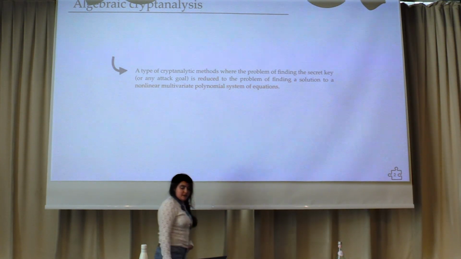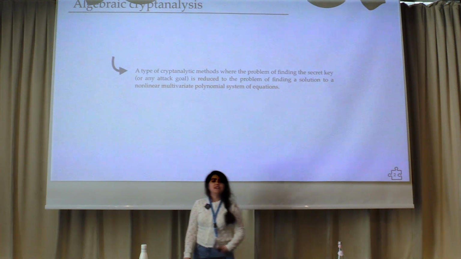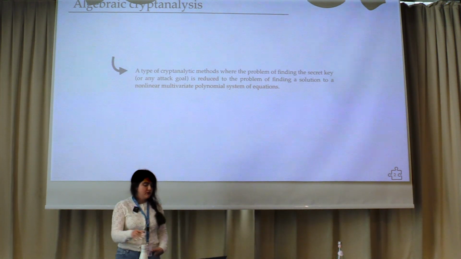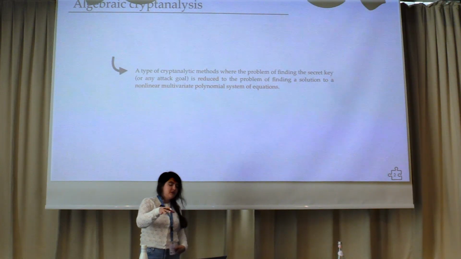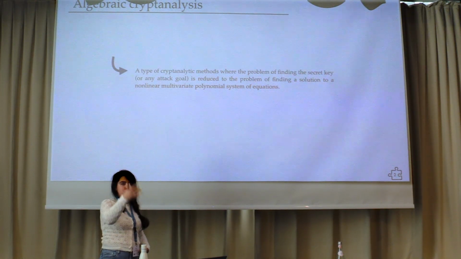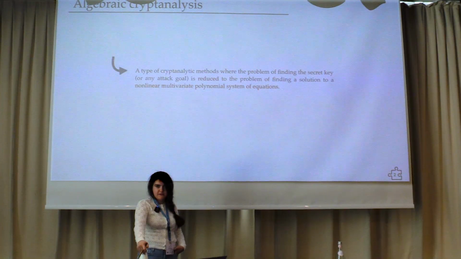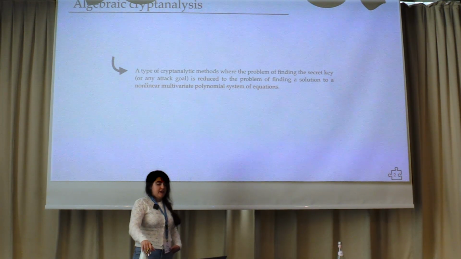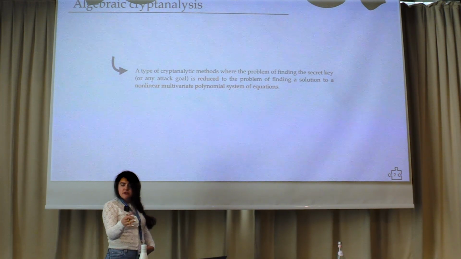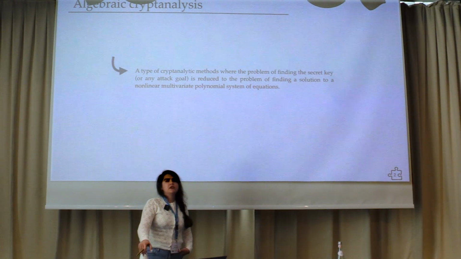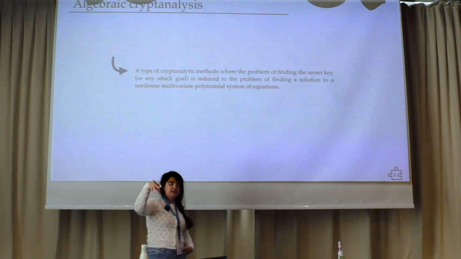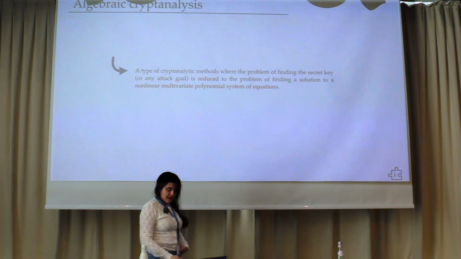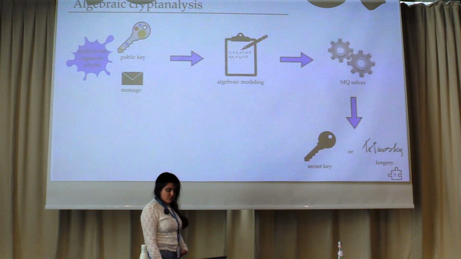So as I said, algebraic cryptanalysis is going to be more than half of the talk. That is a type of cryptanalysis where you reduce the problem of attacking your system into the problem of solving multivariate polynomial systems of equations. So you look at the description, you look at the construction like we did this morning, and you think, what can I infer from this? What do I know about this system? And then you try to model this as polynomials. We're going to see examples of how this works.